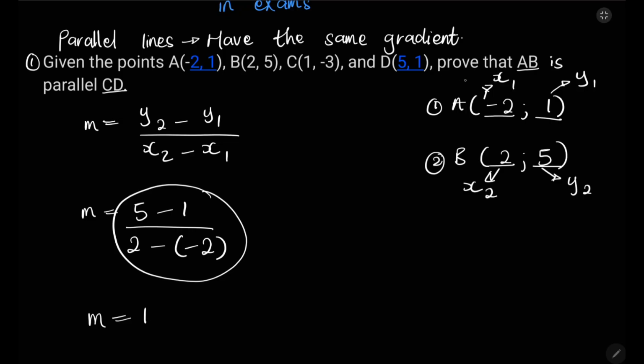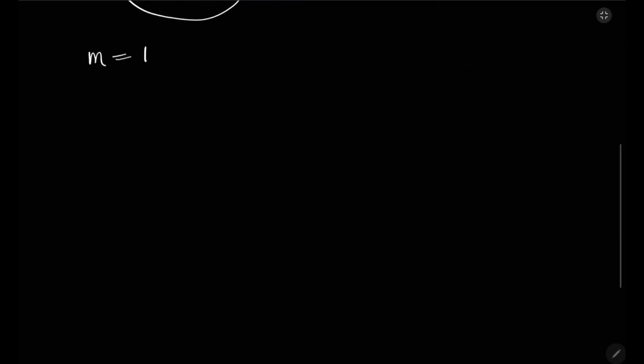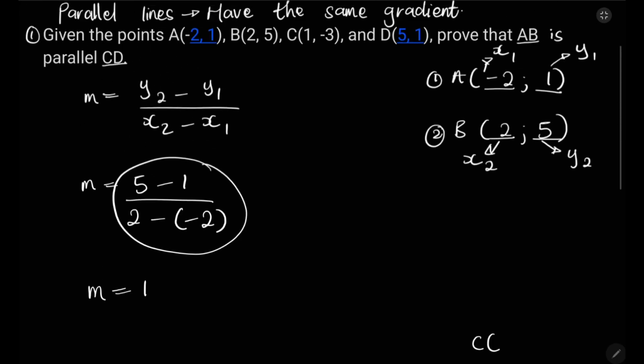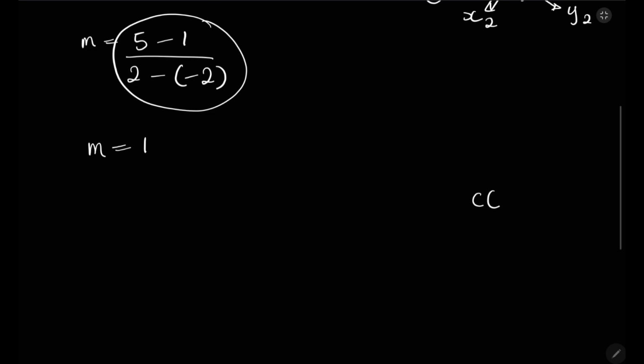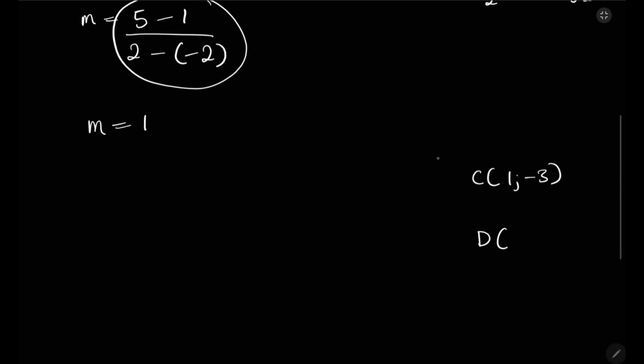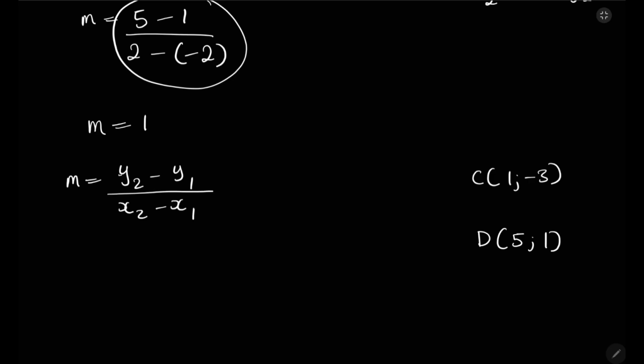Let's find the gradient of CD. What are the coordinates of C? C, we have 1 and -3. For D, we have 5 and 1. Now let's find the gradient of C and D. Let's rewrite our formula. m is equal to y2 minus y1 all over x2 minus x1.